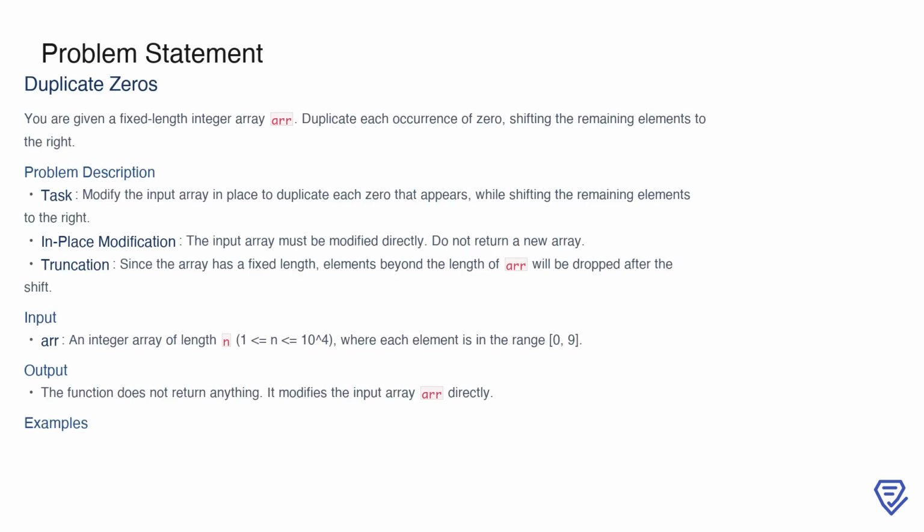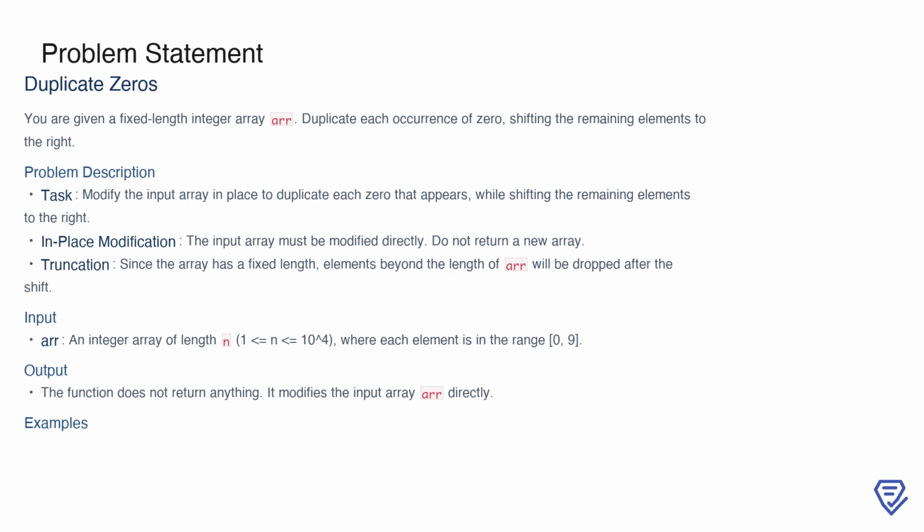In this problem, we are tasked with duplicating each occurrence of the number 0 in a fixed-length integer array. When a 0 is duplicated, all subsequent elements in the array are shifted to the right to make space. Importantly, this has to be done in place, meaning we modify the input array directly without creating or returning a new one. Because the array has a fixed length, if any elements are shifted beyond the bounds of the array, they are simply dropped. The input array, denoted as ARR, has a length n, which falls between 1 and 10,000.